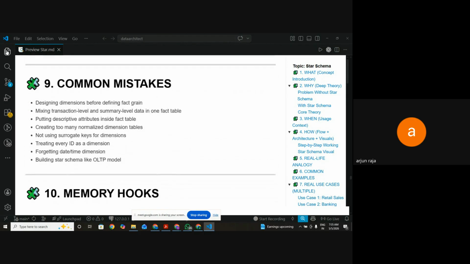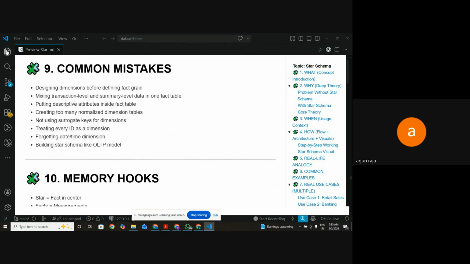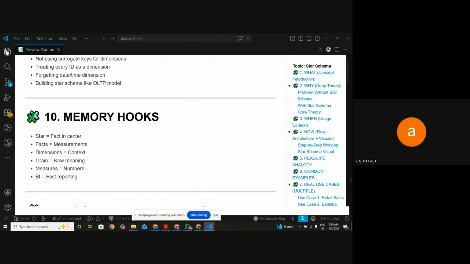Common mistakes: designing dimensions before designing fact grain. Yes, we need to first define the grain and measures. Mixing transactional and summary level data in one fact table. Putting descriptive attributes inside the fact table. Creating too many normalized dimensions. Not using surrogate keys for dimensions, treating every ID as a dimension, forgetting date dimensions, building star schema like OLTP models.